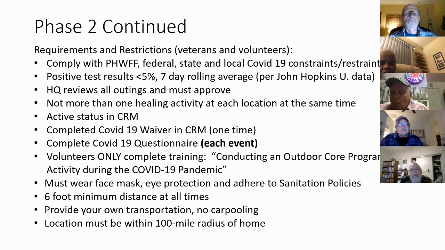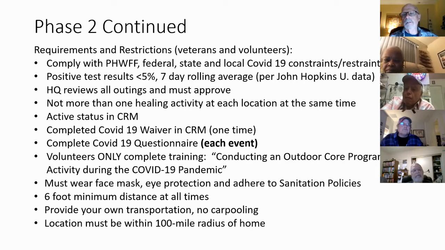You have to have completed the COVID-19 waiver, which is a new waiver form that is specifically for COVID-19. And that's a one-time thing. You should have all received the information from National on that. If you did not, let me know, and I will have them resend it. Just send me a quick email, and I'll take it from there, and we'll get it resent.